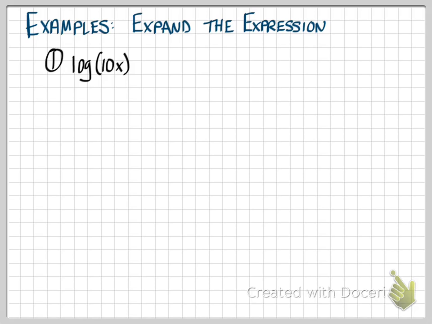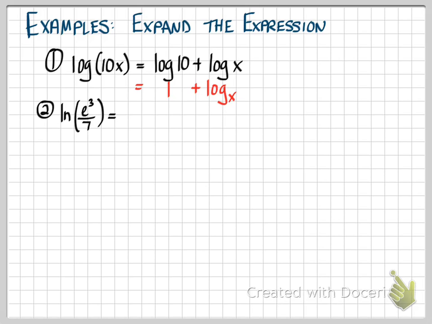So we're going to start by expanding. 10x equals, well, 10 times x. So we're going to use the product rule, and we're going to expand this to log of 10 plus log of x. But I know log of 10 is equal to 1 because 10 to the first power equals 10. So I'm going to simply write 1 plus log of x. And I've fully expanded and simplified along the way.